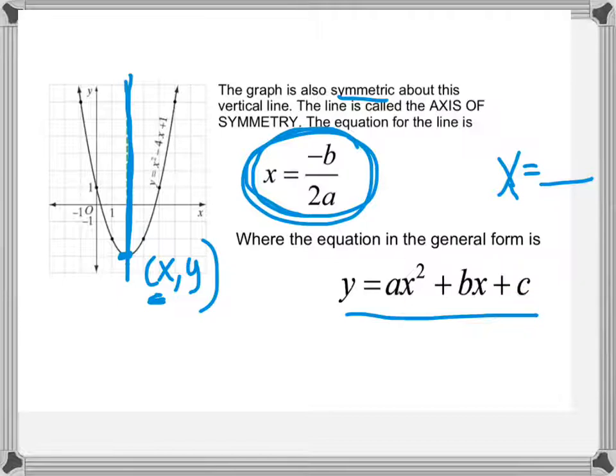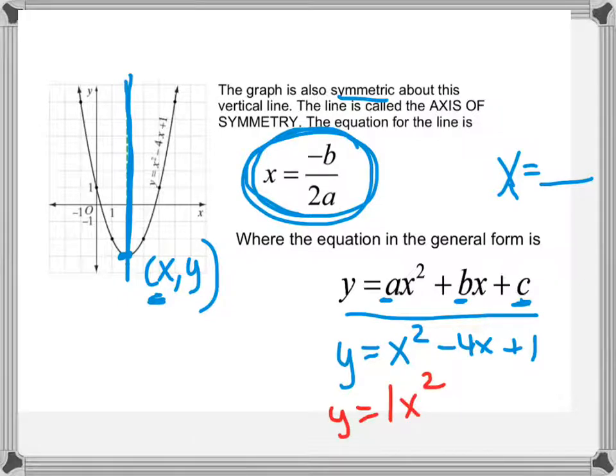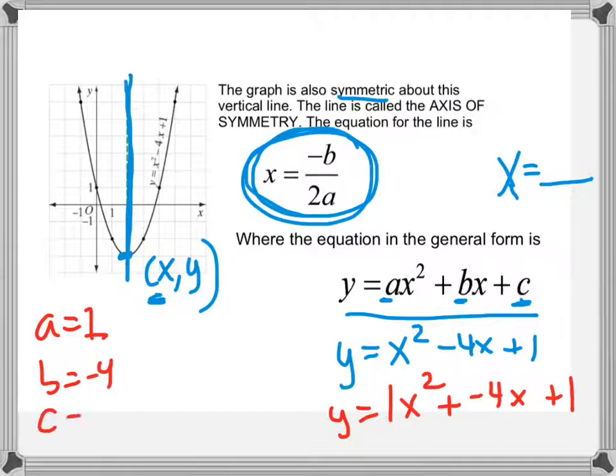All right, so the function in standard form is y equals some coefficient a times x squared plus some coefficient b times x plus a constant c. So let's look at our equation here. We have y equals x squared minus 4x plus 1. Now I'm going to rewrite it in standard form. So y equals 1x squared plus -4x plus 1. So a would be equal to 1 in this case, b is -4, and c is 1.